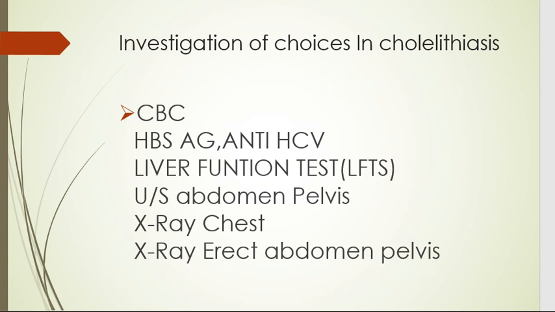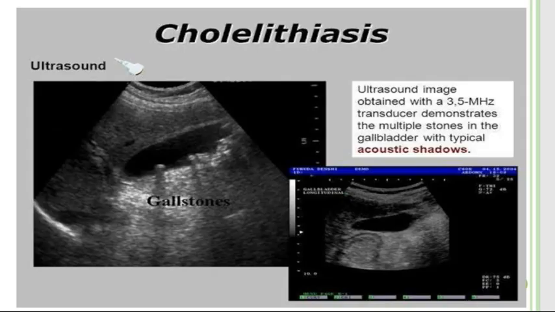Now I will talk about the investigations of choice which we will do in a cholelithiasis patient. First of all we will do CBC, then hepatitis C, and then we will do liver function tests just to check the liver profile, and then we will do ultrasound abdomen and pelvis just to see the size and the caliber of the liver and common bile duct. Then we will do X-ray chest and X-ray abdomen and pelvis to find out other causes.